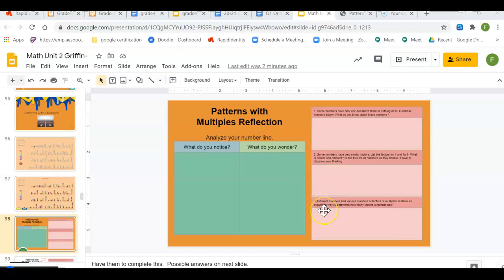Number 3, different numbers had various numbers of factors and multiples. Is there an organized way to determine how many factors a number has? So you're going to answer these based off of what your answers were for your number line on the previous slides. So we'll pause for a few minutes and give you an opportunity to do that. So you're going to be filling in on this slide.